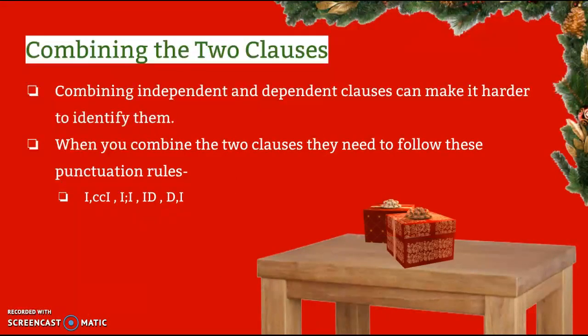Combining independent and dependent clauses can make it harder to identify them. And when you combine the two clauses, they need to follow certain punctuation rules. So if you have two independent clauses, you need to either separate them with a comma and a coordinating conjunction, or a semicolon. Or if you have an independent and dependent clause, you can just have them follow each other, independent, then dependent. Or if you have the dependent clause, then the independent, you need to separate them with a comma.